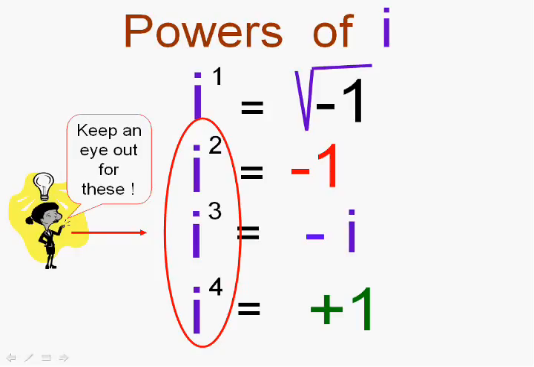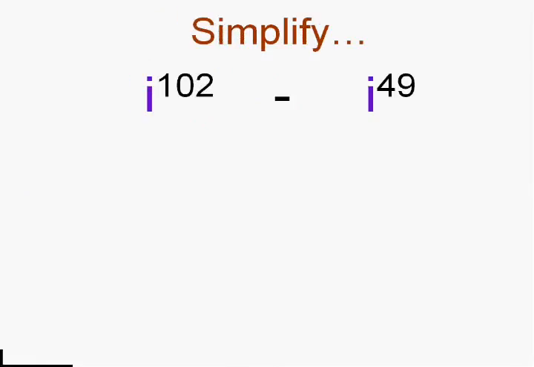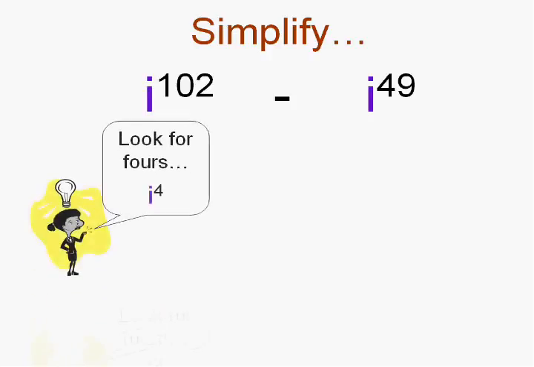Let's mix these facts with the rules of exponents. Here we go. And I want you to simplify this expression. i to the 102nd minus i to the 49th.